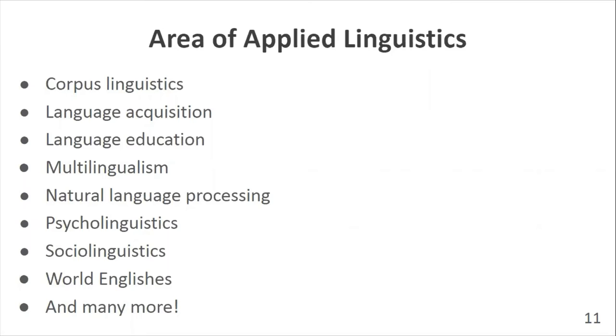So in sociolinguistics, you can talk about the difference between regions, gender, things like that. So that's sociolinguistics. And World Englishes is like, you know, there are now a variety of Englishes, right? I believe Hong Kong English is one variety of English. Singaporean English is another variety of English, right?